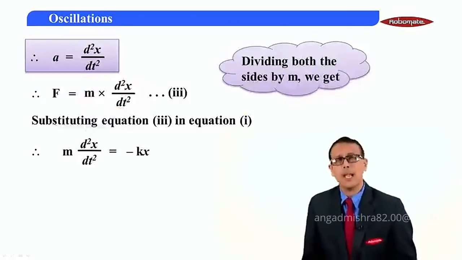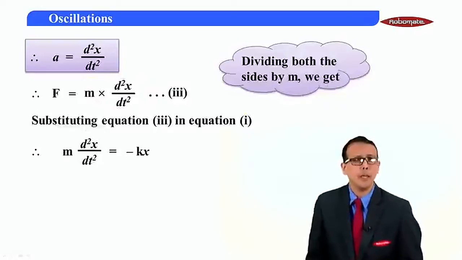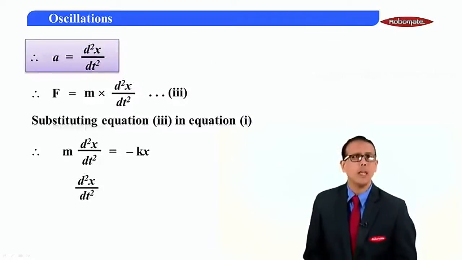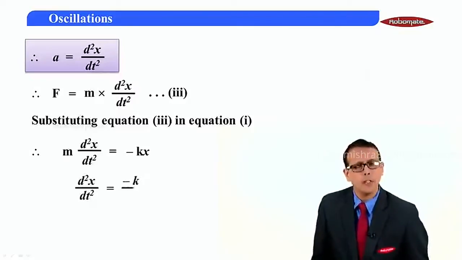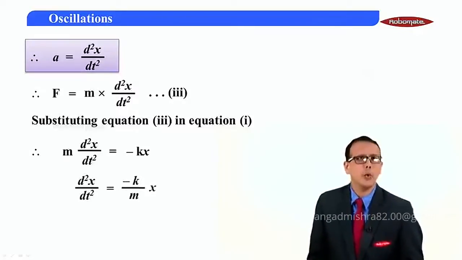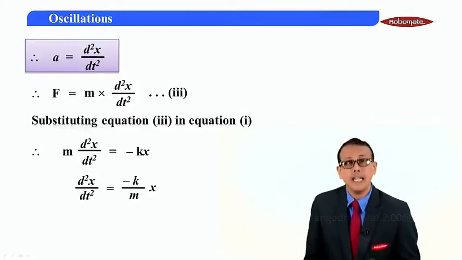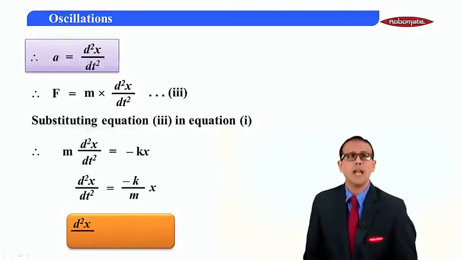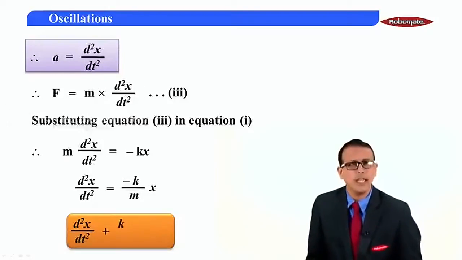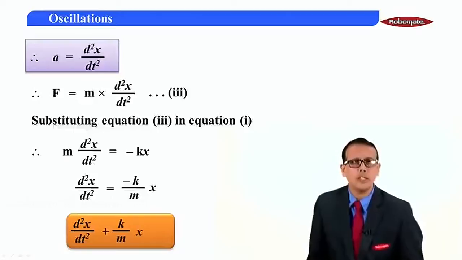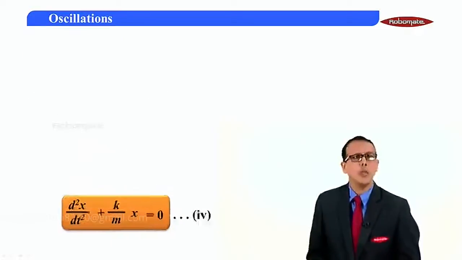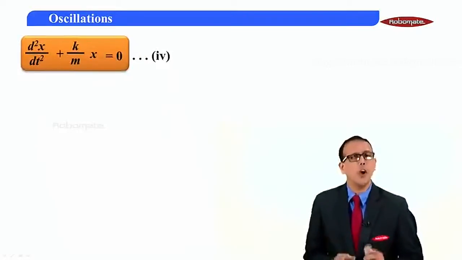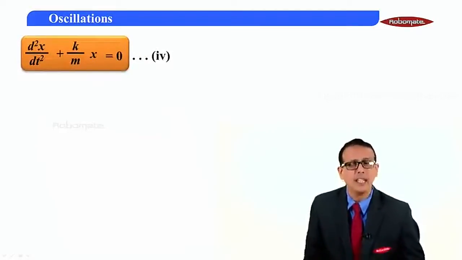Dividing both the sides by m we get, LHS we get rid of m and LHS becomes d square x by dt square and RHS becomes minus of k by m into x. Taking RHS on LHS, negative sign becomes positive, and therefore I can write d square x by dt square plus k by m into x is equal to 0. Students, this is one of the forms of the differential equation of a particle performing linear SHM.